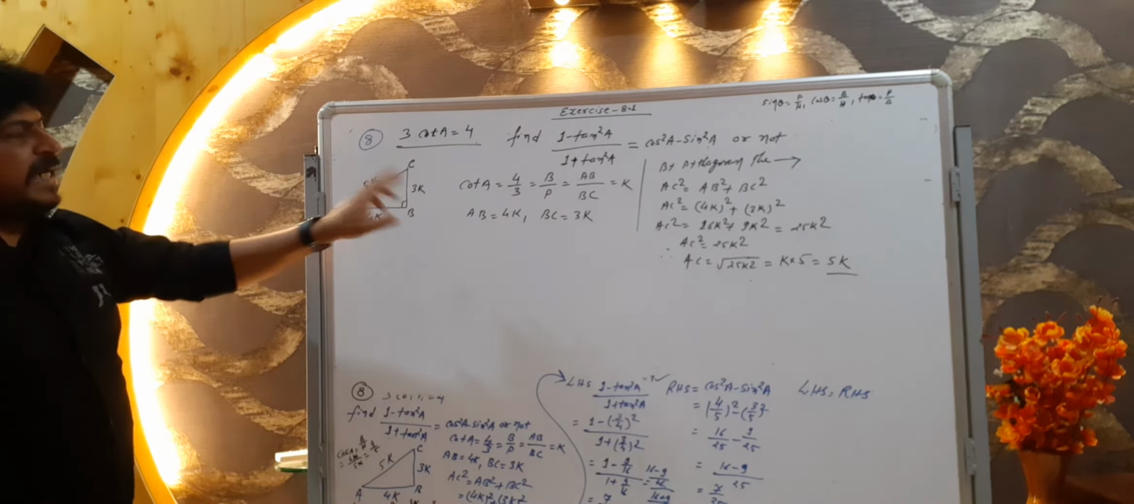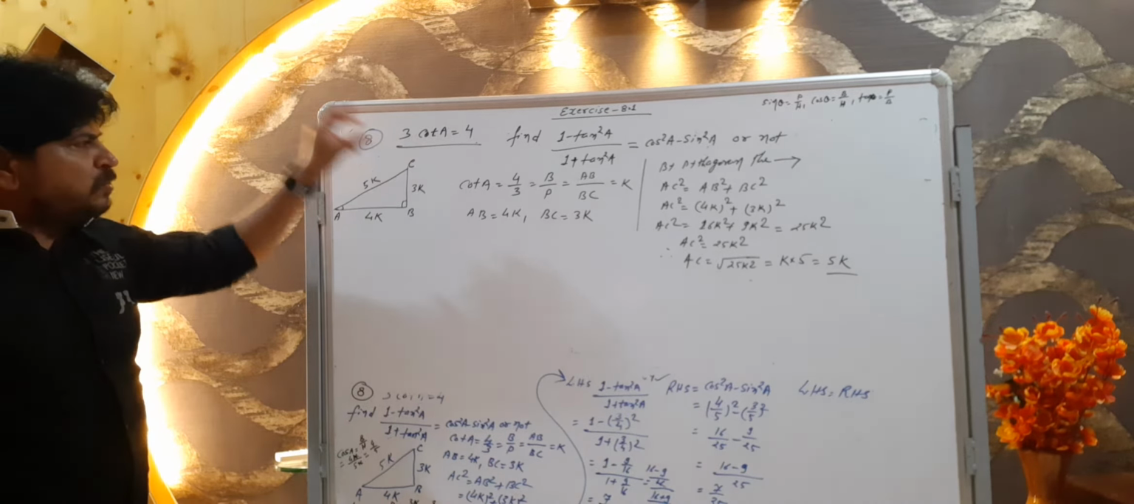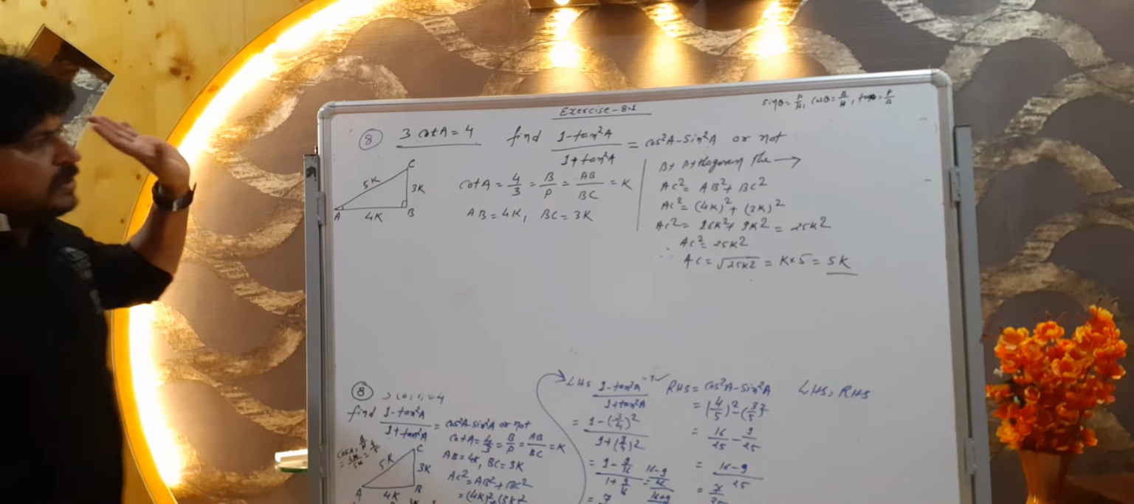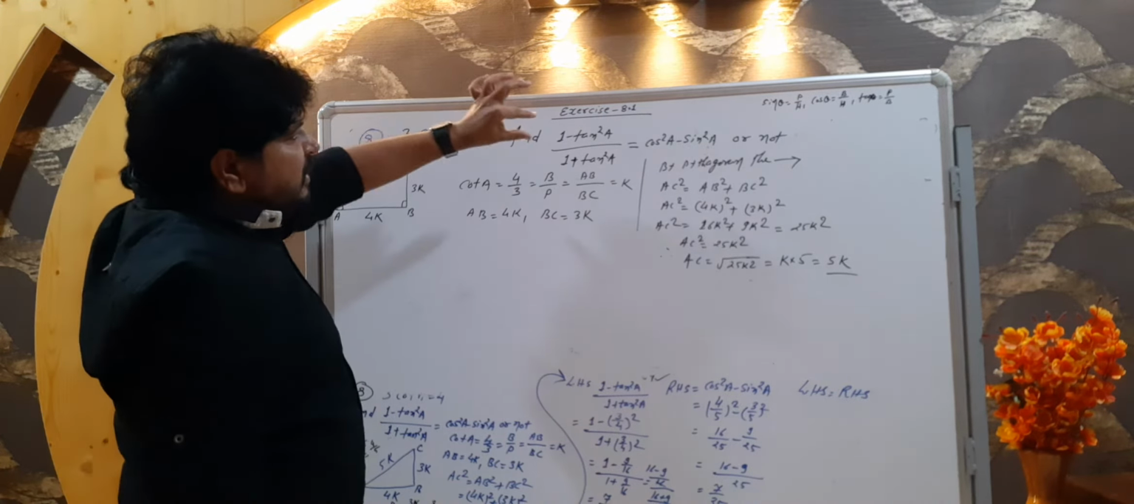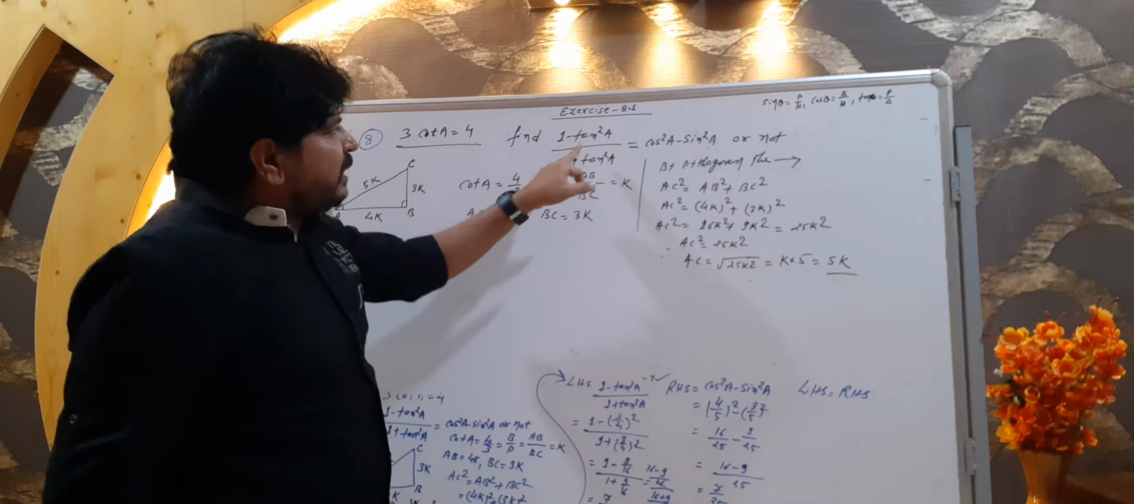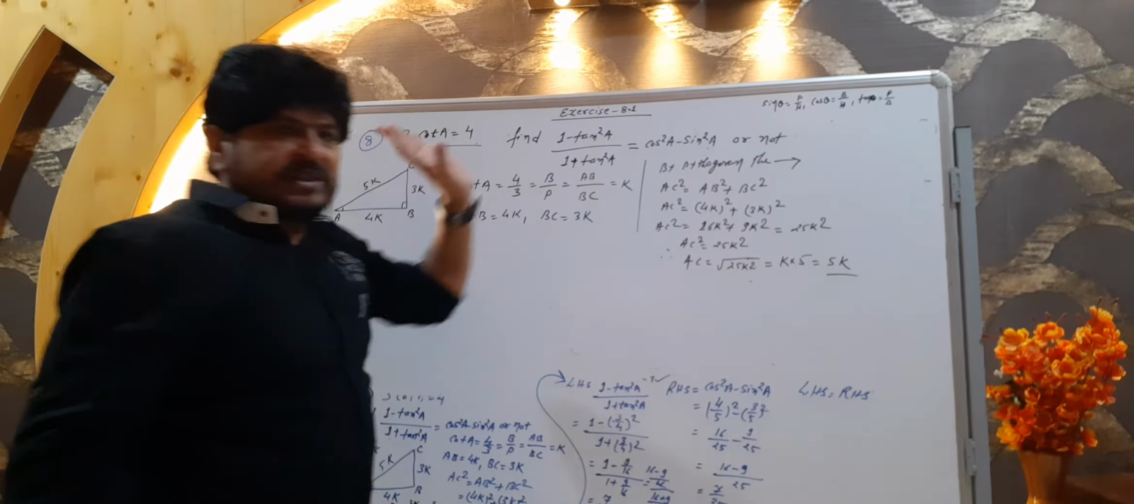Okay. Now we have all three sides. We have the base, the perpendicular, and the hypotenuse. Now we simply have to keep these values here. What is required? We require tan, sin, and cos. That you have to find out.